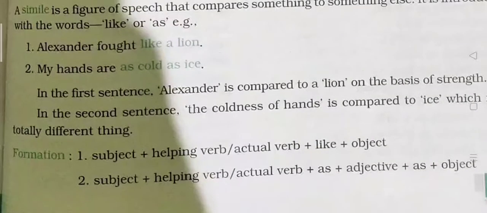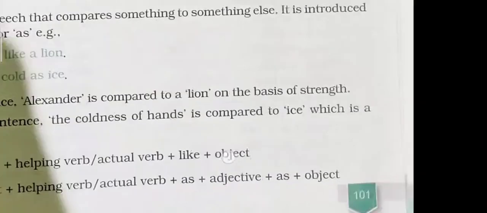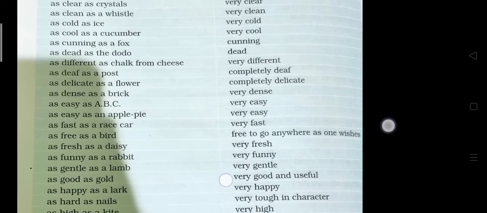Second, when we are using as: subject plus helping verb or the actual verb plus as plus adjective plus as plus object. Okay, twice as will be used and in between as there will be adjective. My hands are as cold as ice. Okay, adjective is cold, helping verb is are, the object is ice, and as is used. So simile is very easy.